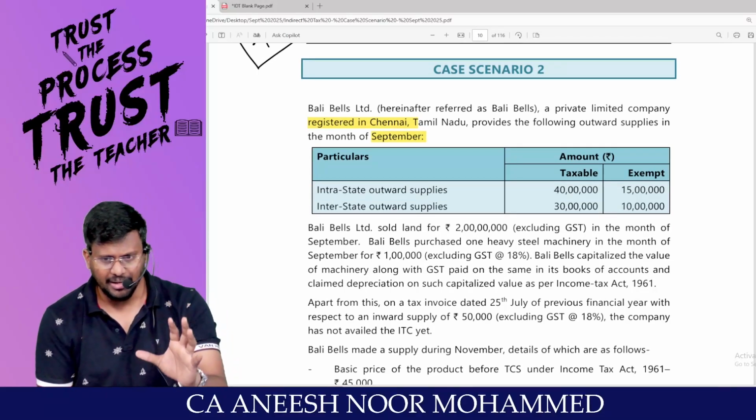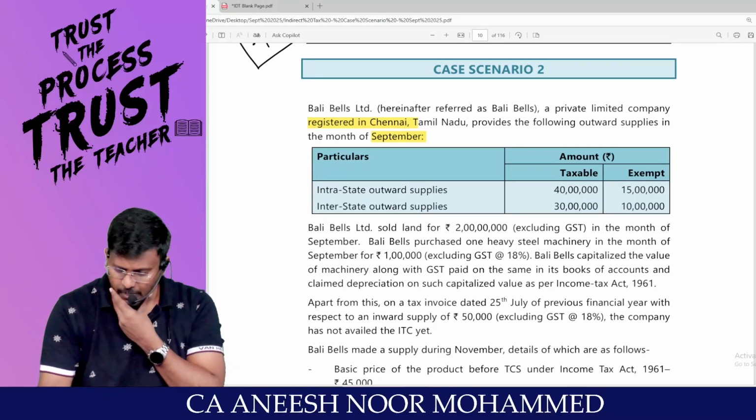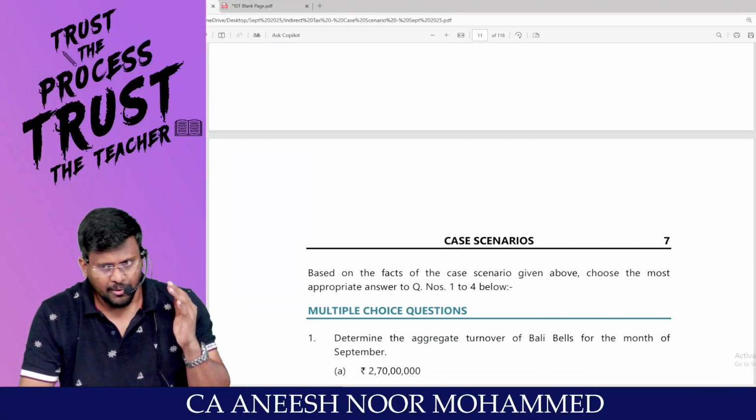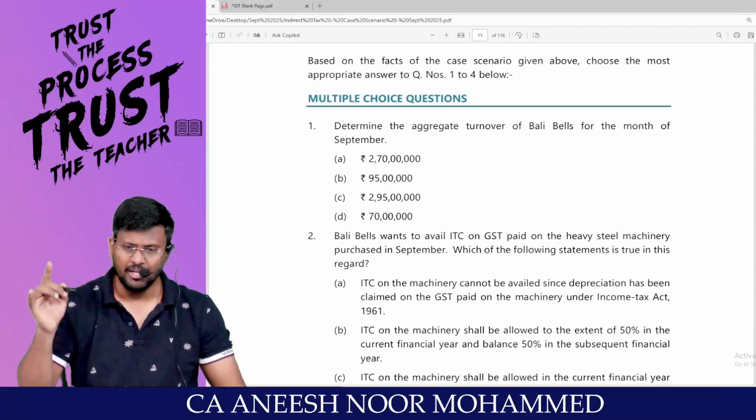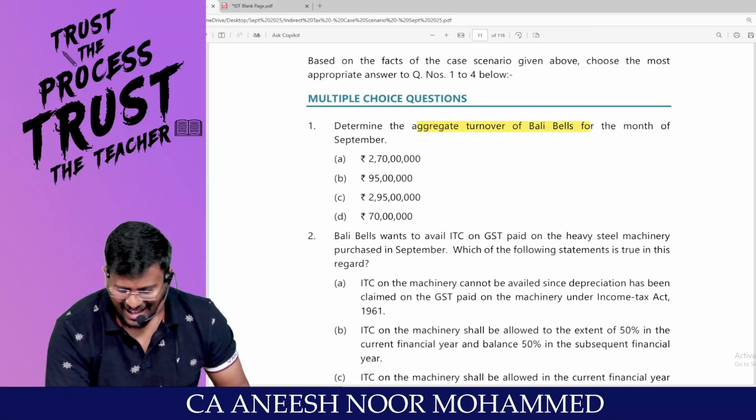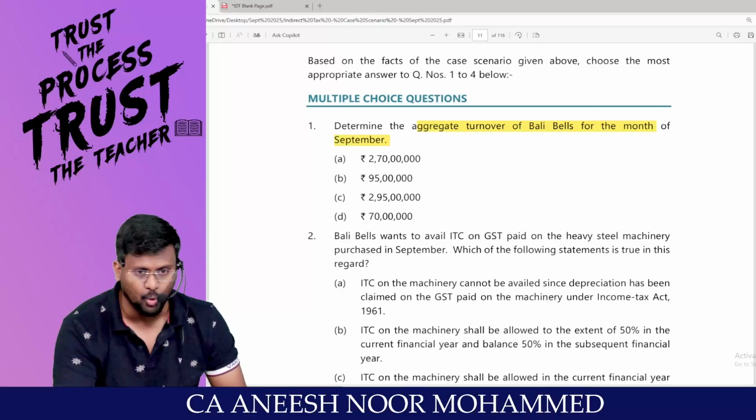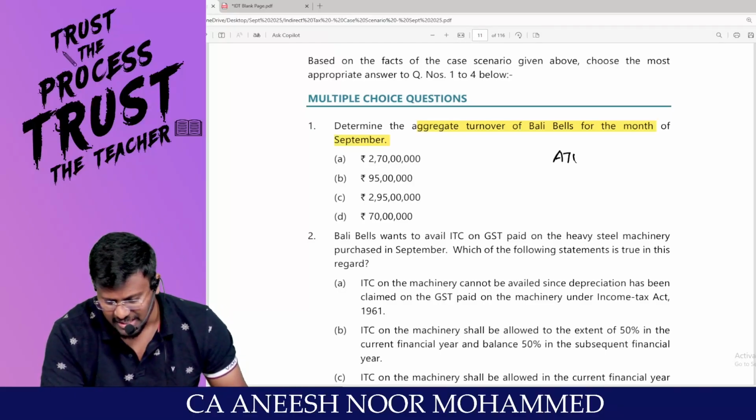September. Like this data available. Once we start reading this question, you have to read once again after reading the multiple choice. So first we will be reading the question. Determine the aggregate turnover of Bali Bells for the month of September. Okay. So the first requirement is aggregate turnover.